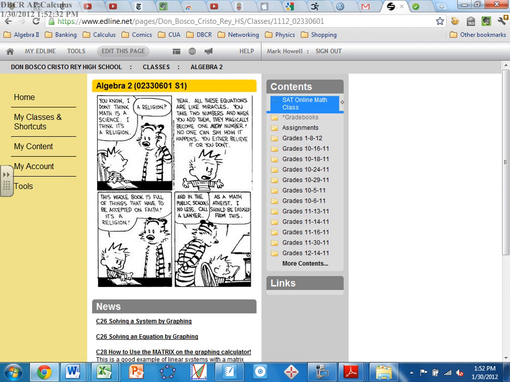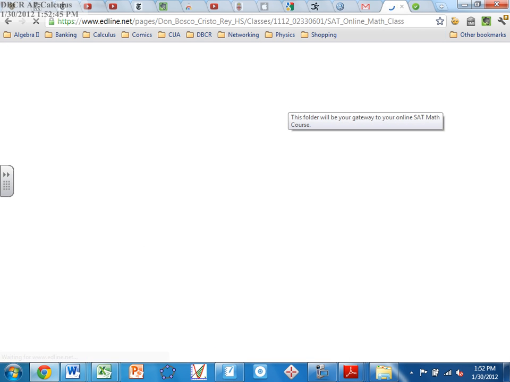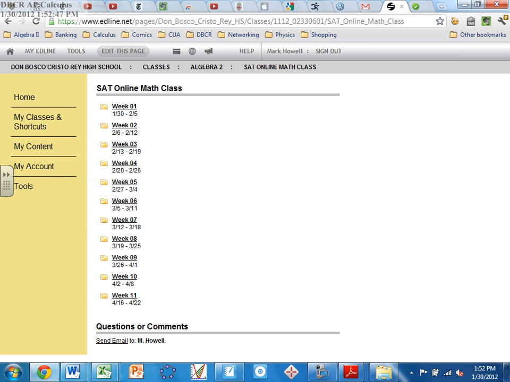Now, I've been able to get it to be the first thing under Contents, but if your teacher has everything in alphabetical order, it might be under More Content, so you might have to hit that button to see what the other folders are. Now, what you're going to notice is the minute you click on this, it's going to be broken up into 11 weeks. Each week has a certain date. So this week period, we're looking at January 30th through February 5th.